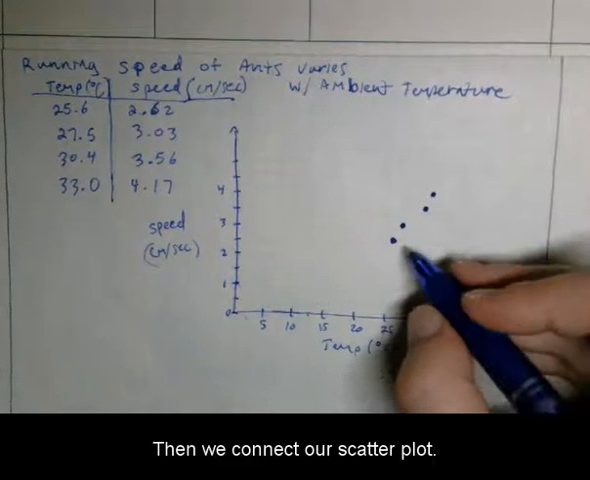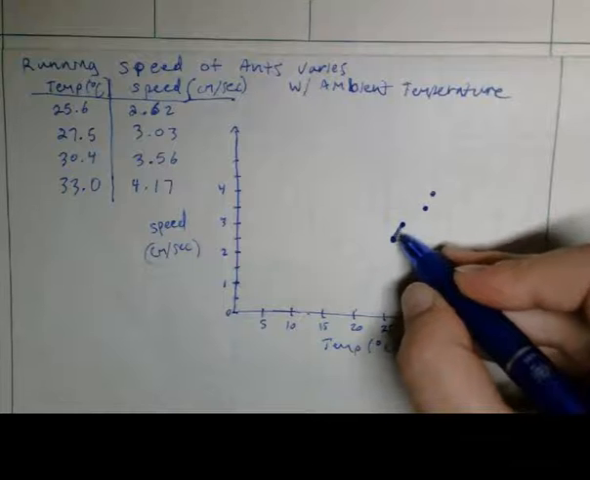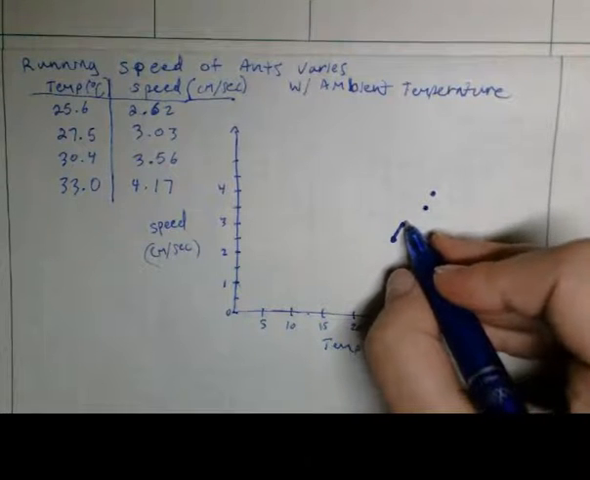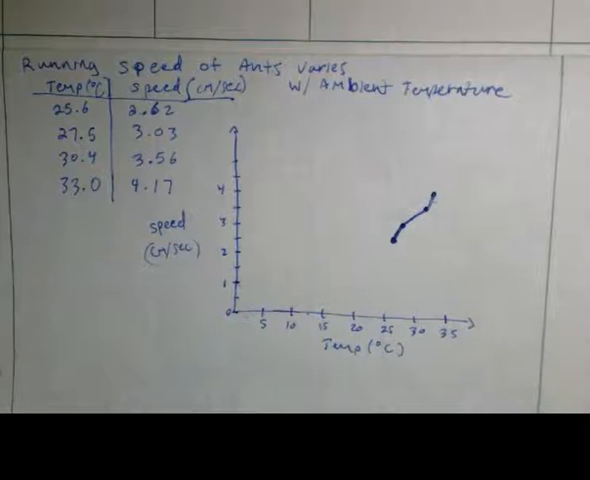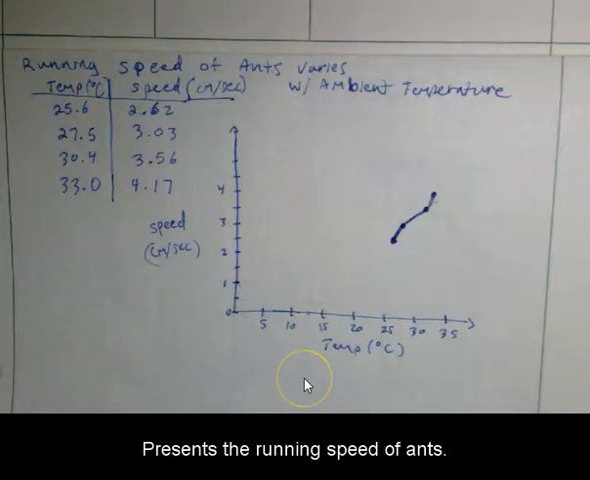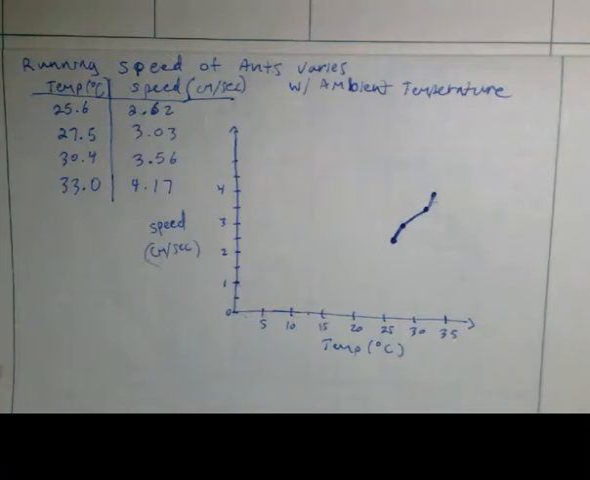And then we connect our scatter plot adjacent points with line segments to graph the line that represents the running speed of ants that varies with ambient temperature.